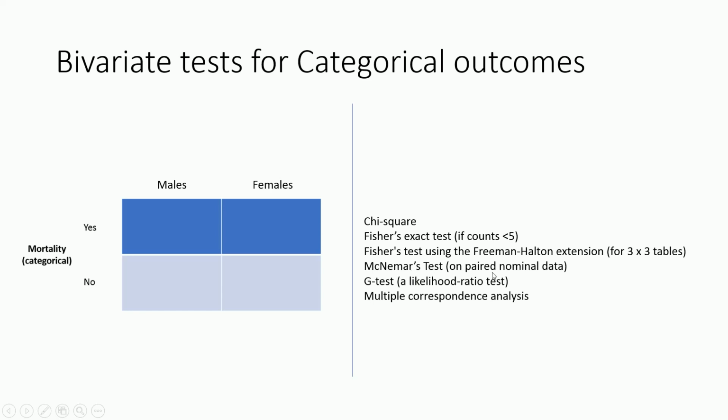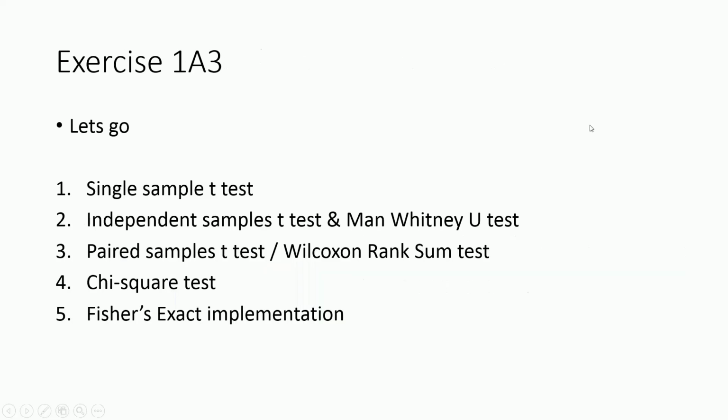And McNemar test, this is a similar kind of test as we had a look at in case of Wilcoxon rank-sum, but in this case this is only for nominal variables. So if you've got paired nominal data and you want to compare before and afters, then this is the test for you. G-test and multiple correspondence analysis. This is out of scope for this tutorial, but these are some of the other tests that you can try when you're comparing categorical outcomes. So let's get started with the exercises.